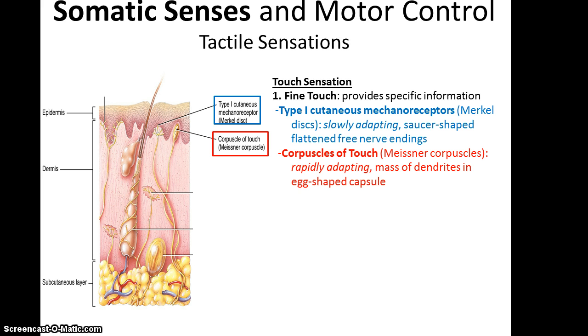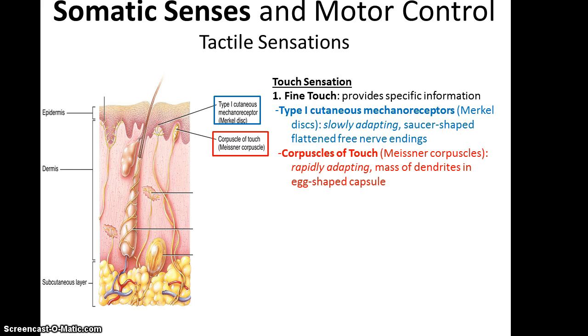And the fine touch sensation is primarily detected by two types of receptors. You have the type 1 cutaneous mechanoreceptors, formerly known as Merkel discs, as seen here, which are saucer-shaped flattened free nerve endings.